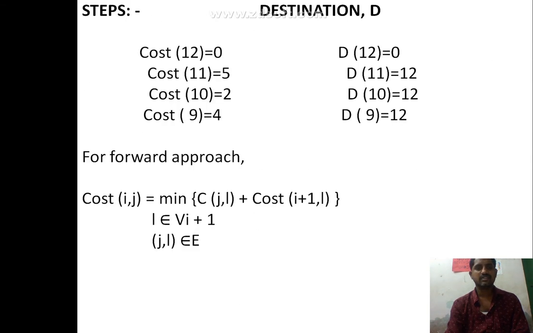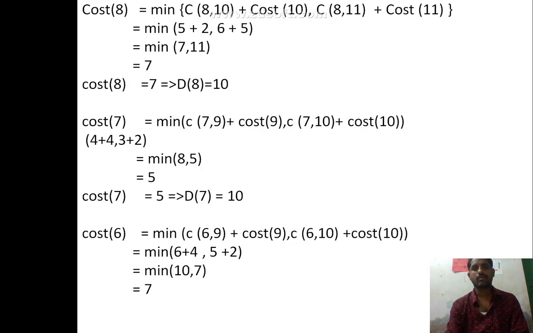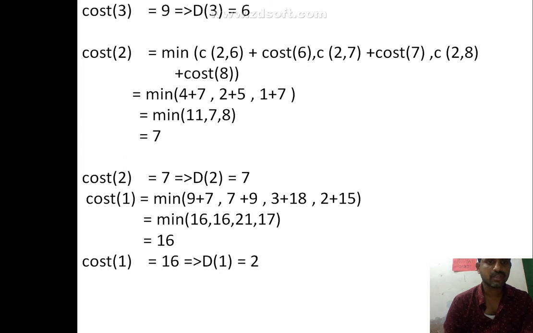using this condition, that is cost of (i,j) equal to min of c(j,l) plus cost of (i+1,l), based on this condition, this equation, we can solve the problem. 8 7 6 5 4 3 2 1.